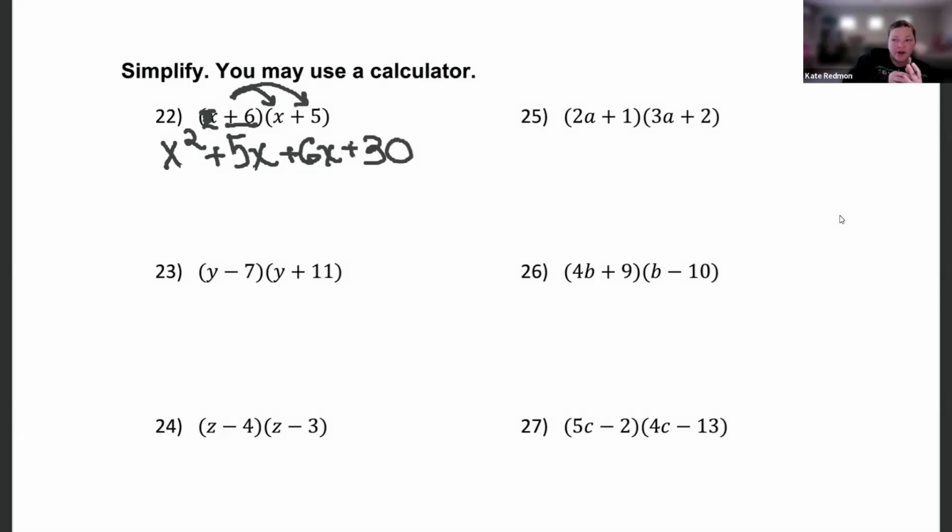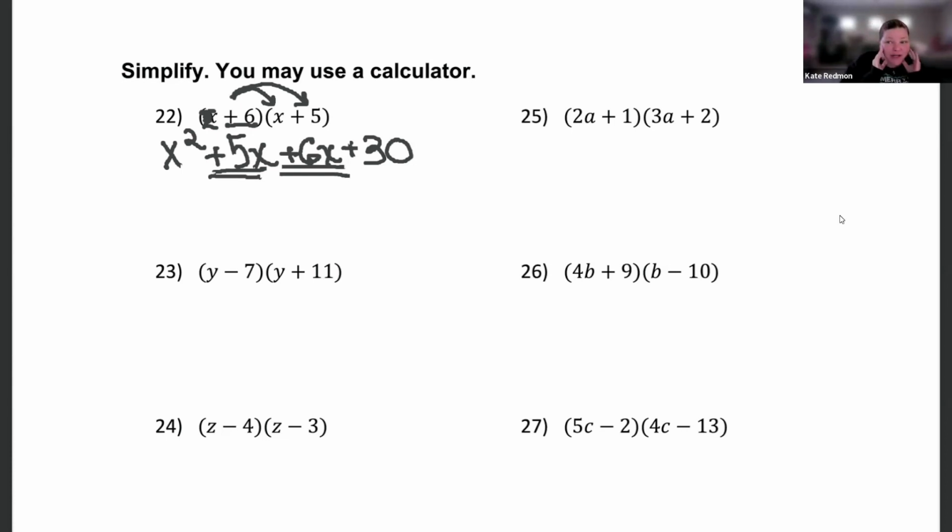Now, what do we have going on now with the symbols? Well, let's read it. X squared plus 5x plus 6x plus 30. We're not multiplying now. We're in the land of addition, subtraction, and we can only combine like terms. Anything can multiply, but addition, subtraction, that's strict. And we only see two like terms here. There's an x term and another x term. So I'll go ahead and add those.